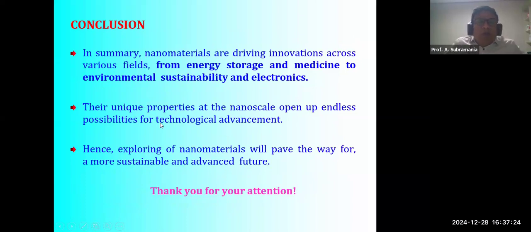So in summary, the nanomaterials are driving innovations across various fields, from energy storage and medicine to environmental sustainability and electronics. Their unique properties at the nanoscale open up endless possibilities for technological advancements. Hence, exploring the nanomaterials will pave the way for a more sustainable and advanced future.